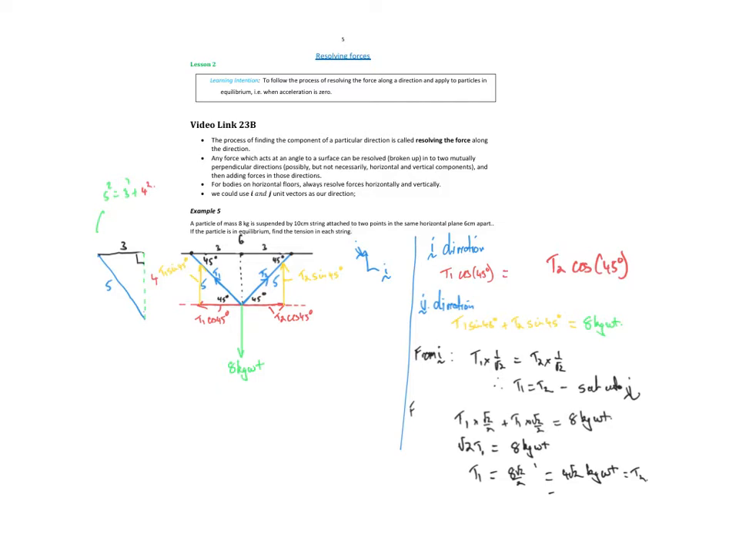We've got a particle of mass 8 kilograms suspended by a 10 centimeter string attached to 2 points in the same horizontal plane, 6 centimeters apart. If it's in equilibrium, find the tension in the string. So we can assume from this that our particle slides along the string equally.